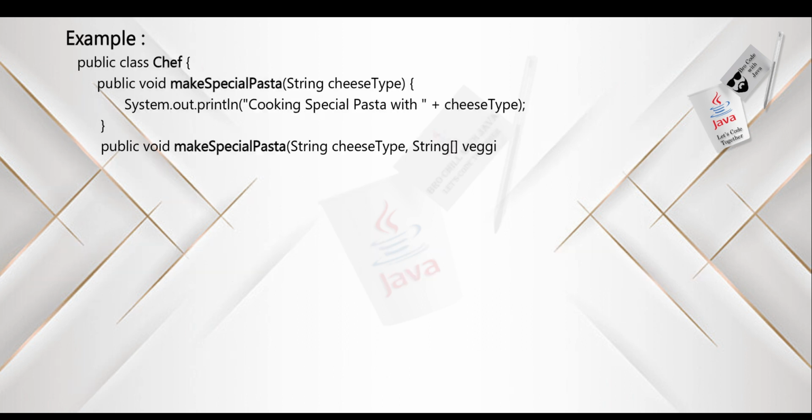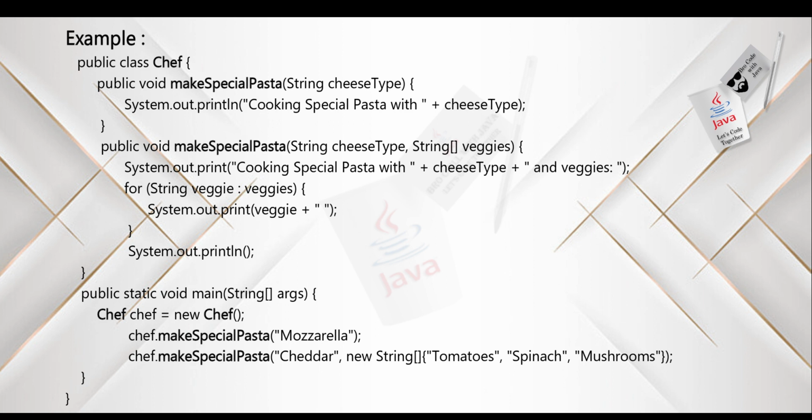In this example, the chef class has two methods named make special pasta, each accepting different parameters. In the main method, we create an instance of the chef and call both versions of make special pasta to cook pasta with different ingredients.